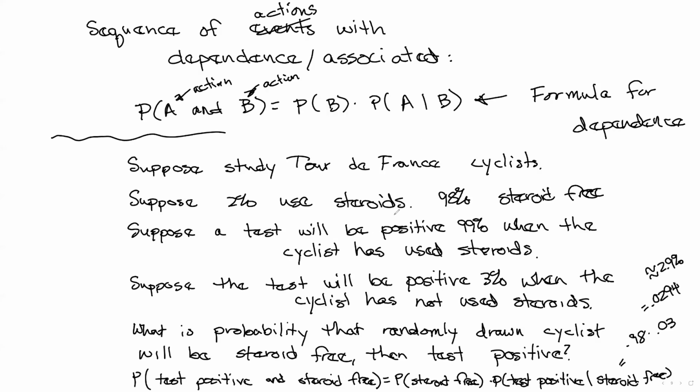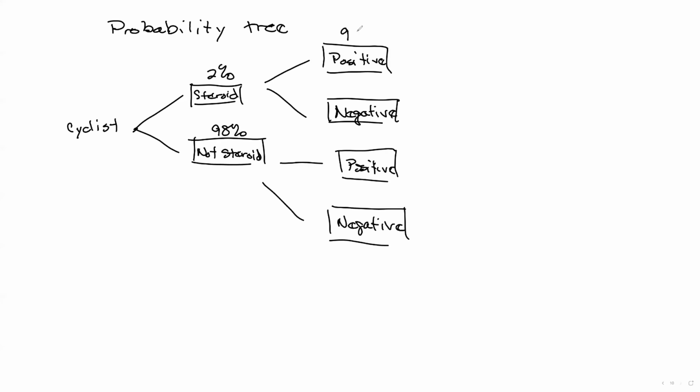So you took steroids. What's the probability that the test will be positive? 99%. If you took steroids, the test is going to catch you 99% of the time. What does that mean about when it comes back negative? It means 1%. And then if the cyclist did not take steroids, what's the probability it comes back positive?